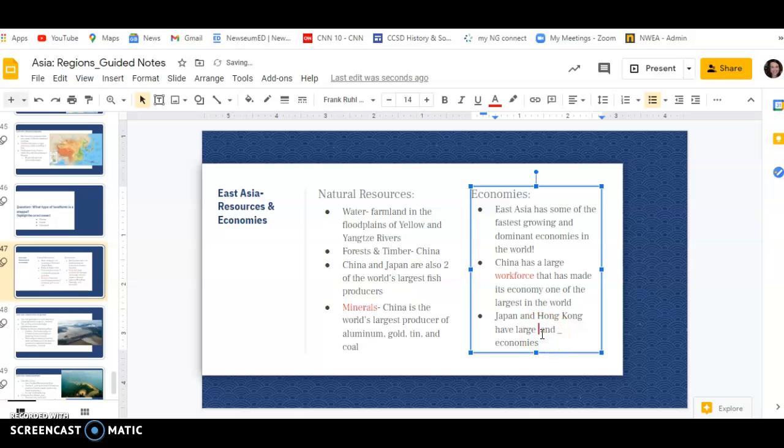Japan and Hong Kong in particular have large technology and financial based economies. So banking, for example, an economy that runs on banking. We would see that more in Hong Kong, and a technology economy more in Japan.